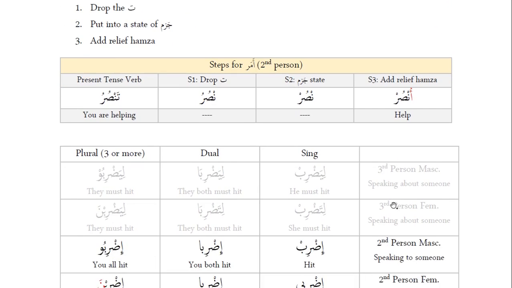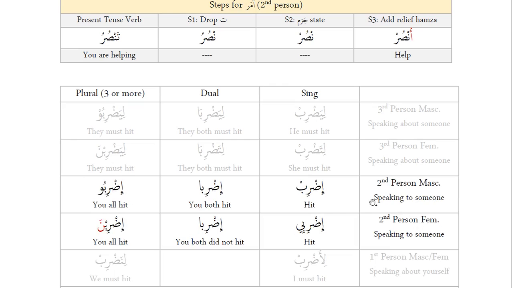So let's take a look at this chart here. So for the verb yadribu, how we would start off is putting it into second person. So it would become tadribu. Then we would cut off that ta. It becomes dribu, something that you can't pronounce. You put it into a state of majzoom, so it becomes drib, still unpronounceable, and then you would throw on the relief hamza, and it would become idrib. Now it's pronounceable, and that would literally mean hit, right?